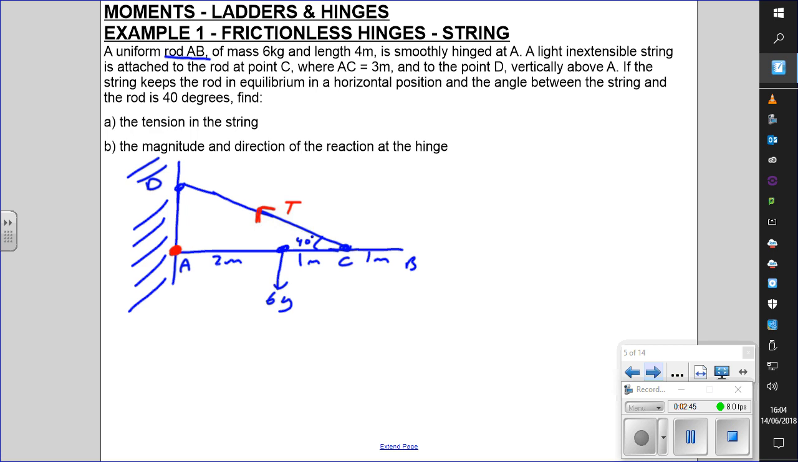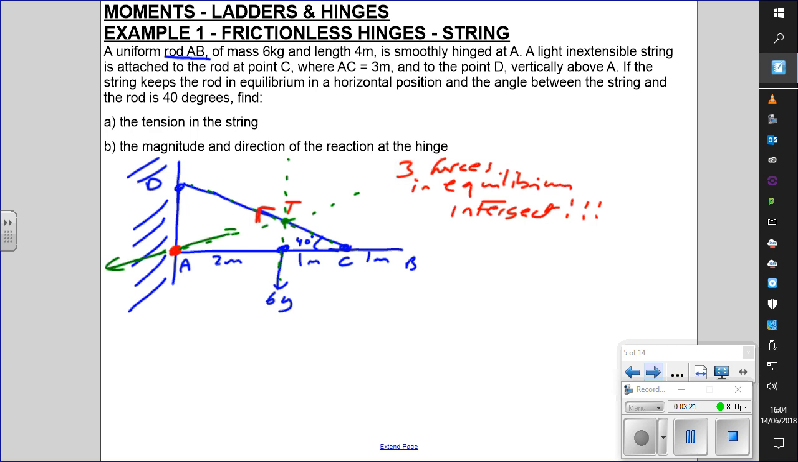Now, key bit of theory is that 3 forces in equilibrium always intersect at a point. Intersect. Okay? Really key bit of theory. So there is a force at the hinge, a reaction force, but where's it going to go? Well, if we follow the line of these forces, tension and the weight intersect here, and the forces are in equilibrium, which means that the reaction force at the hinge is also going to pass through that point. So I know roughly where it is. Now, is it going to go this way, or is it going to go this way?